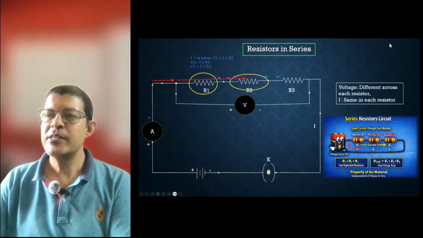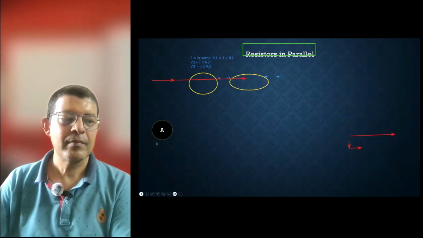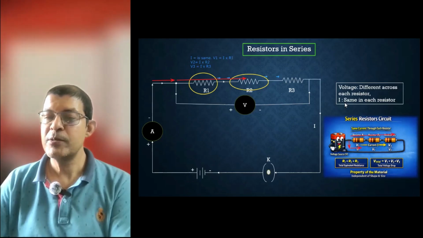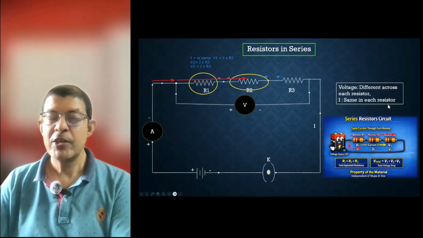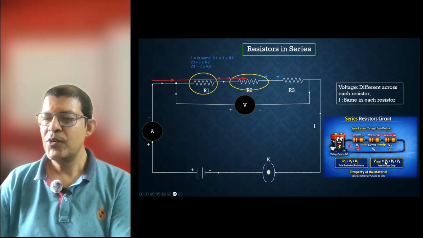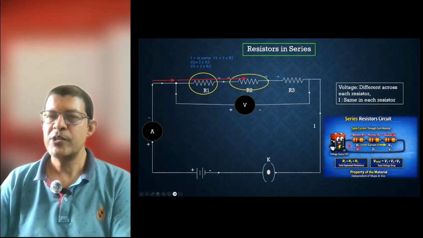So as you see here, voltage is different across each resistor, so the current is same. That's why we can deduce that total voltage can be given as V1 plus V2 plus V3. And current is same across all the resistors.